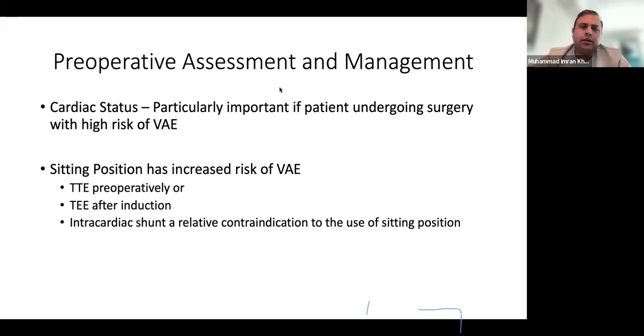And so that's why, when these patients come to the clinic, if the surgeon is already thinking about going for a sitting position, then we would prefer to have a transthoracic echo, not just to get a basic baseline cardiac function for that patient, but also to make sure that there is no connection between the right and left systems of the heart, so that if air goes in, it is not as catastrophic as it would be if there is an intracardiac shunt.